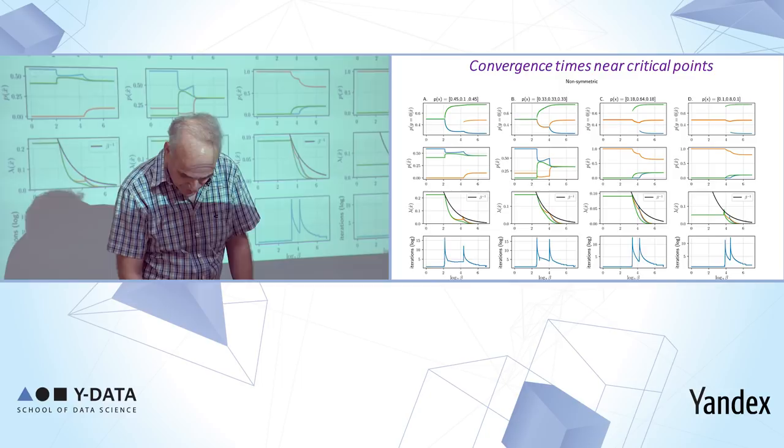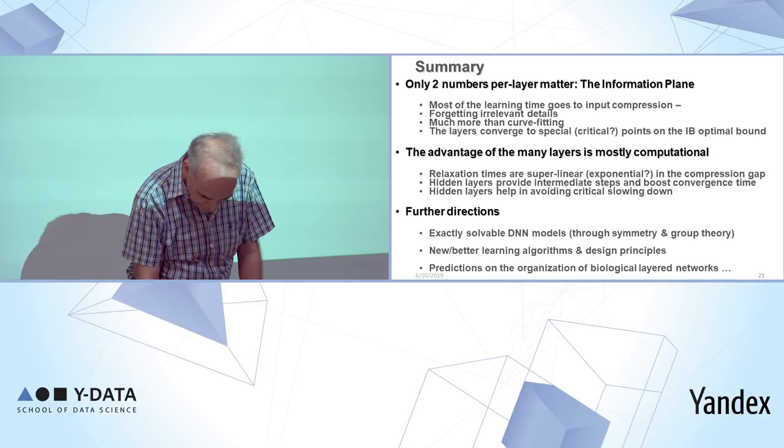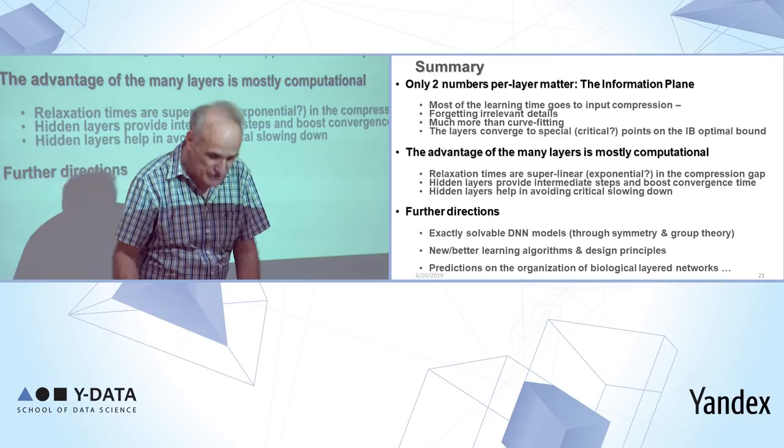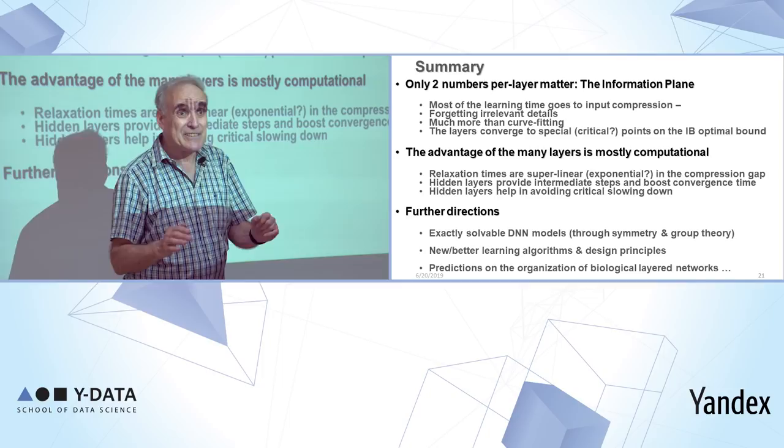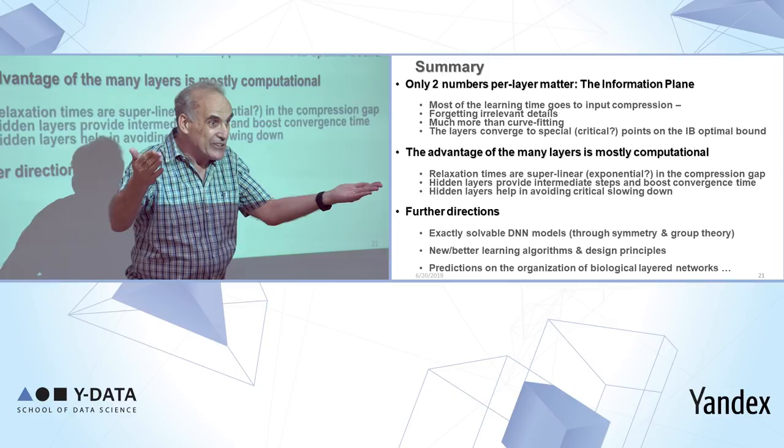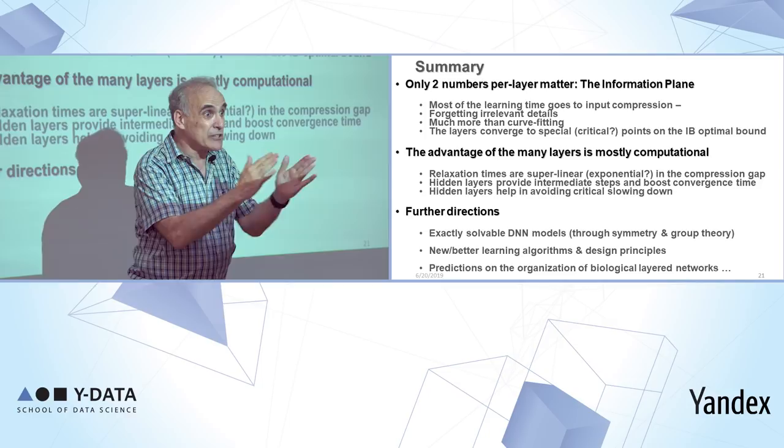Okay, I think I'll stop here. If you have more questions or you're just completely shocked, let me just summarize briefly what I said. First of all, only two numbers per layer matter, the mutual information of the encoder and the mutual information of the decoder. If you remember this, it's already good. Then I'm telling you that the advantage of many layers, despite what other people tell you, is not just expressivity. I mean, I can express more functions. It's also dynamic. I converge faster with more layers. But if I have too many layers, I start to pay with time.